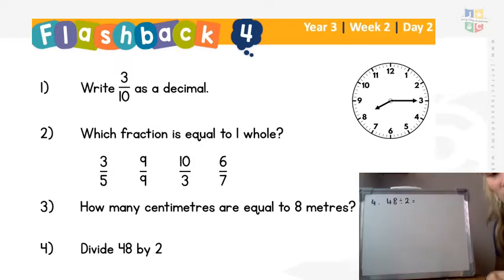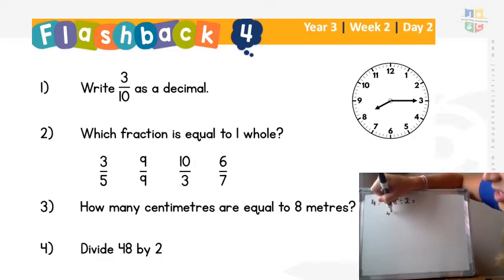Okay, and finally number 4, we need to divide 48 by 2. So I've written it out, 48 divided by 2. Now there are a few different ways to do this. You could have counted up in your 2's all the way up to 48, and that would have got you the answer. Alternatively, we could have actually partitioned the number into 2 smaller numbers first of all.